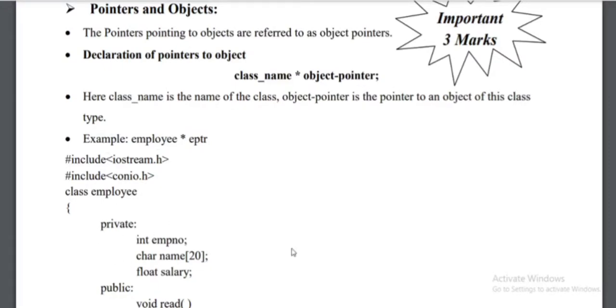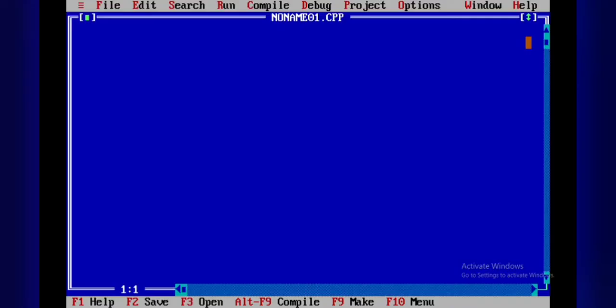Now we'll see a program to display the object pointer procedure. Here class name is employee and we are fetching the details of an employee. First we have to take two header files: #include iostream.h, then #include conio.h. Then we have to take the class, class employee.